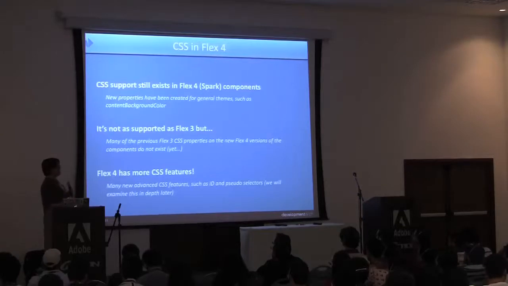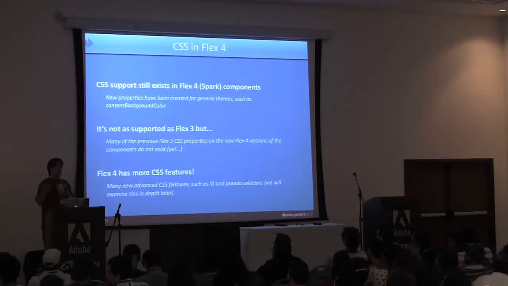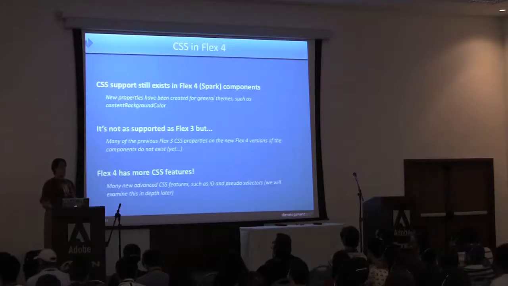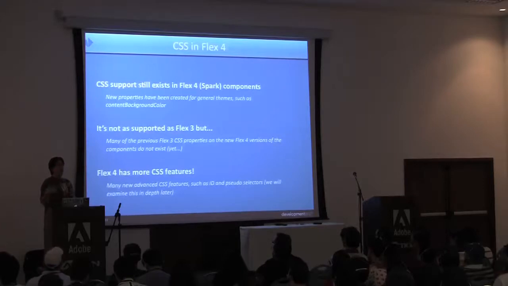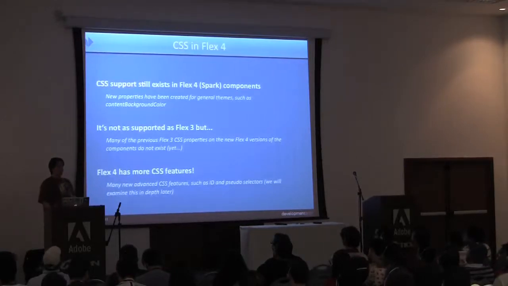My big thing is, as I was saying earlier, CSS in Flex 4 is not supported in all the Spark components yet, but they're working on it. They're adding more every release. 4.5, the new release, is coming out very soon. They've added a lot more CSS properties to the Spark components. So they're trying to get back to parity when we're comparing Flex 3 to Flex 4. But the cool thing is Flex 4 has significantly more powerful CSS features. And even though we don't have all the CSS support in the existing components, we can really take advantage of these new CSS features when we're creating our applications.